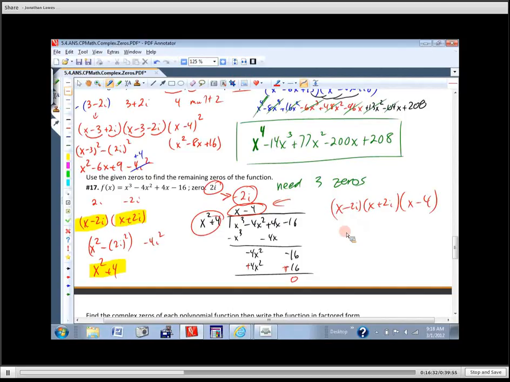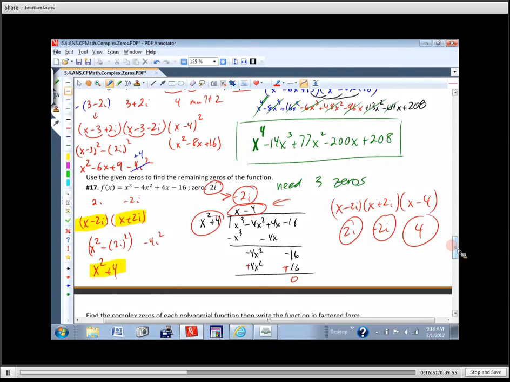I kind of just do it out of habit. The 0 that comes from here is 2i. We already knew that. The 0 that comes from here is negative 2i. We already knew that. What's the last one? 4. 4 is the last one. Okay? So not too bad, right? Just use your head and then do some long division.